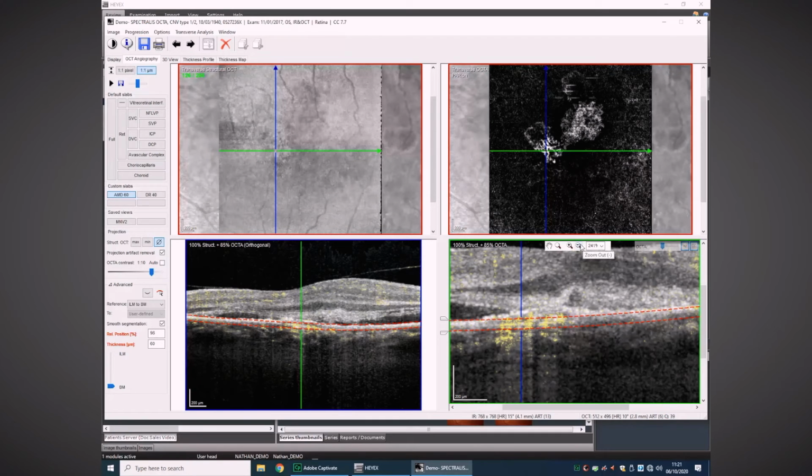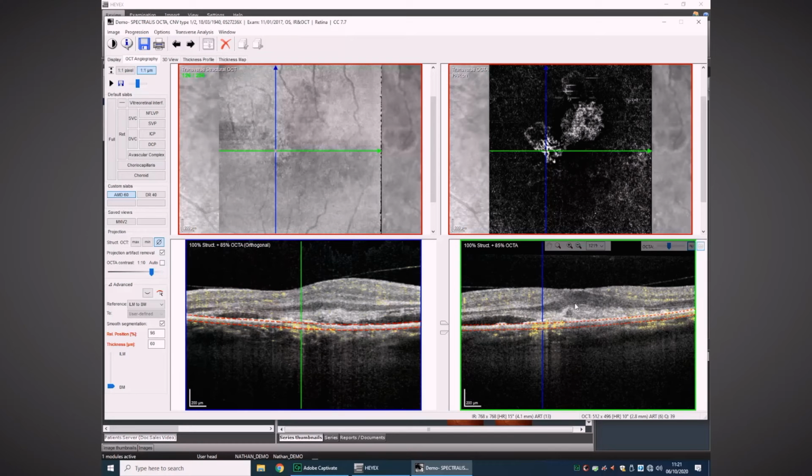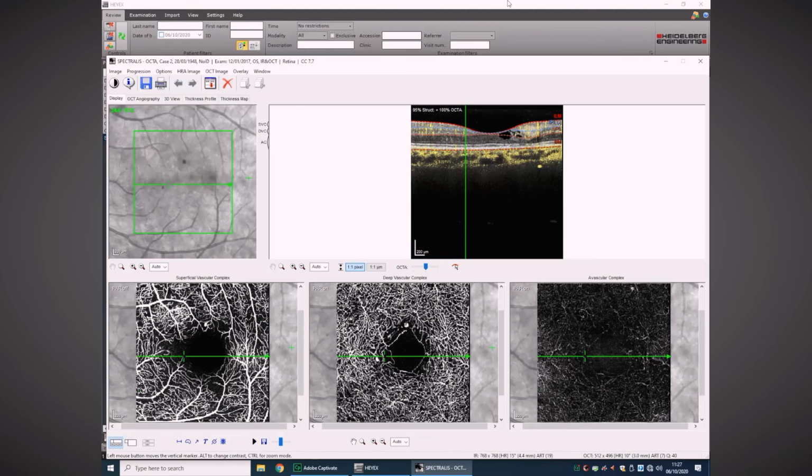So in case you're really not sure, it's a very good idea to look three-dimensionally around the area to make your assessment. Finally, let's look at a diabetic retinopathy patient and see what we can see. You can see in the summary window here, we have superficial vascular complex, and we have deep vascular complex and the avascular complex, and of course we're not expecting anything there because this is a diabetic patient.